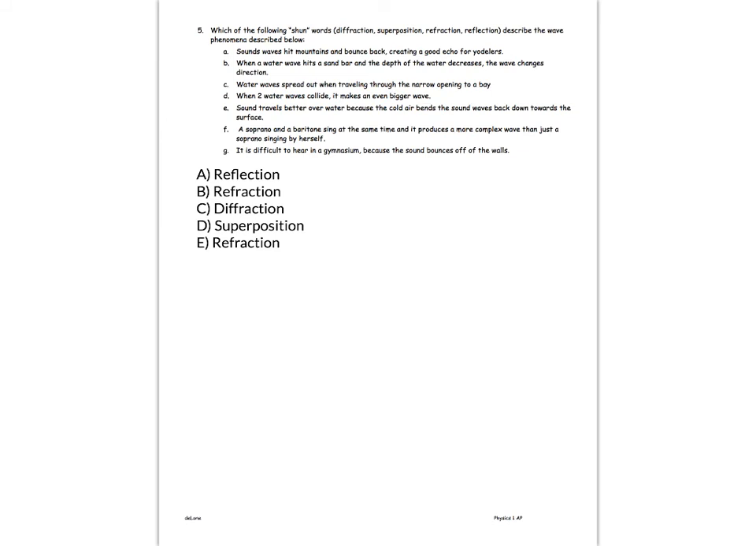For F, a soprano and a baritone sing at the same time. It produces a more complex wave. That's an example of superposition, the two waves combining to form a bigger, more complex wave. And lastly, it's difficult to hear in a gymnasium because the sound bounces off the walls. That's another example of reflection.